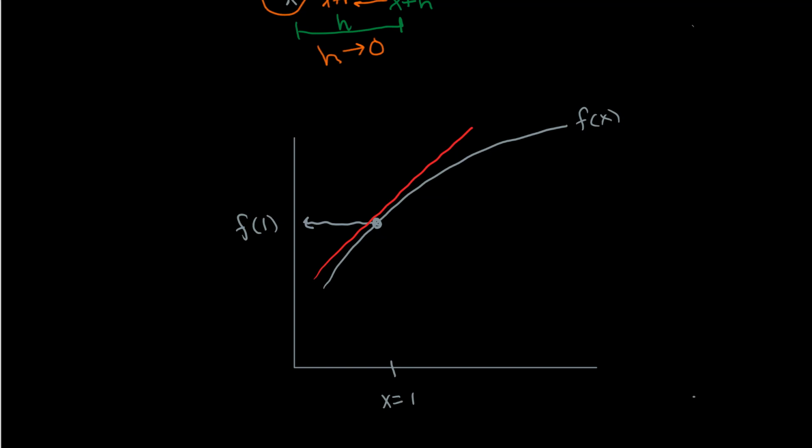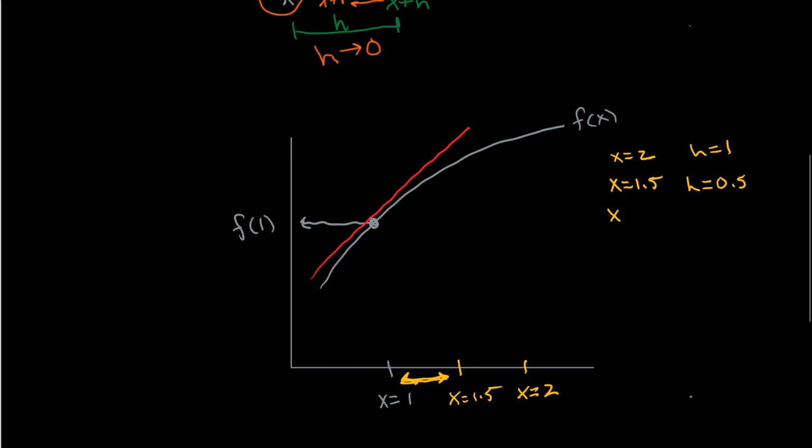What I can do is choose some other x value. For example, maybe I'll choose x equals 2. If I choose x equals 2, that means my step size is 1. The distance from 1 to 2 is a step of 1. Okay, well, I can get closer than that. I can let x equal 1.5. Well, if I let x equal 1.5, I've now moved here, and now the distance between these 2 points is 0.5. Continuing with this idea, I can choose x equal to 1.1, and you can see that's getting closer to 1. There, the step size is 0.1.